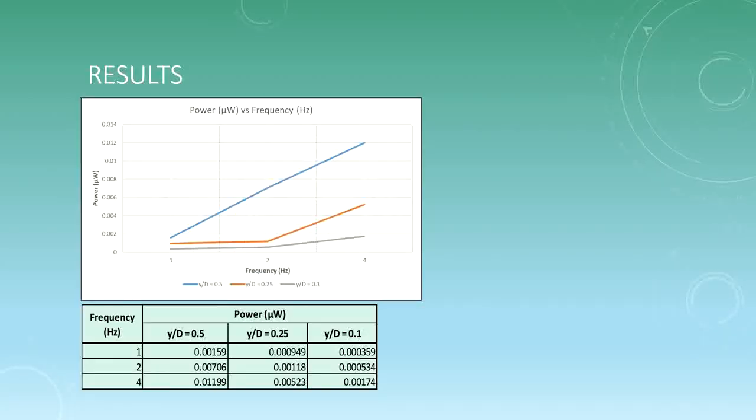The results of the experiment are shown in this graph. The graph shows the power produced by y/d values of 0.5, 0.25 and 0.1 at frequencies of 1, 2 and 4 Hz. From the experiment, we can see that the power produced from the circuit is largely impacted by the amplitude of the vibration. Increasing the amplitude and frequency also increases the power output.